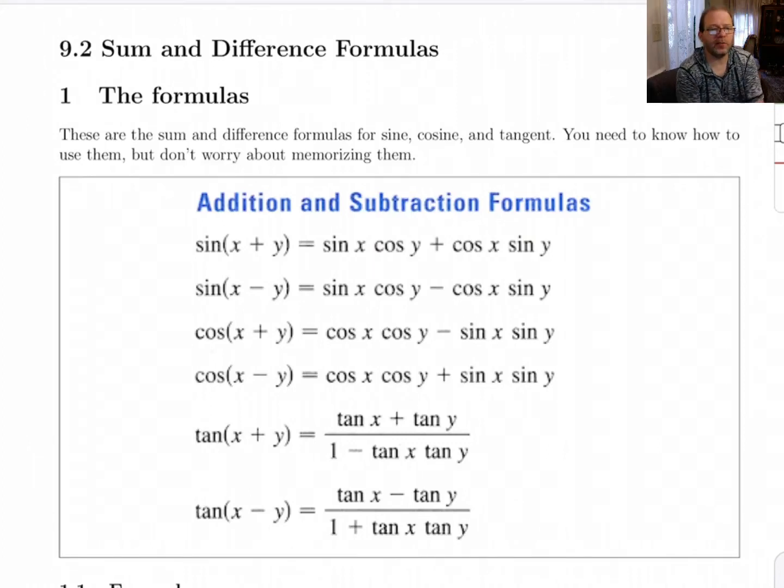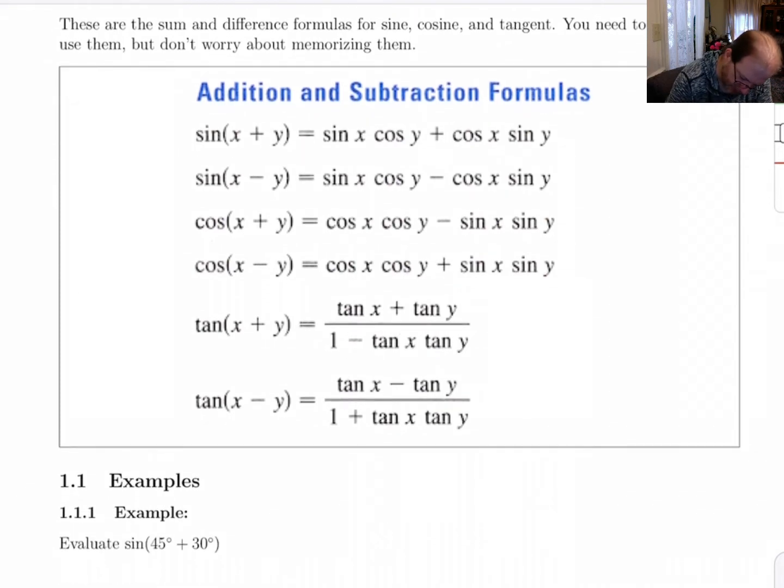All right, we're going to look at 9.2, which is on sum and difference formulas for sine, cosine, and tangent. This should be a pretty short section because we're really just looking at a handful of formulas and seeing how to apply them. The book goes through how these things are derived, but I don't really think this is something we need to spend a ton of time on. So I'm not going to go through the derivations. We're just going to look at using them.